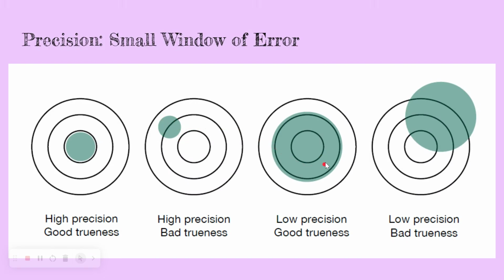This is good trueness because it's right on the target, but it's low precision because you've got data that's all around here, right? Covering a much wider breadth of space. And again, this would be low precision and bad trueness because, again, they're not all near each other. The data is not near each other, and it's also not hitting the target. Okay, so hopefully that helps a little bit.